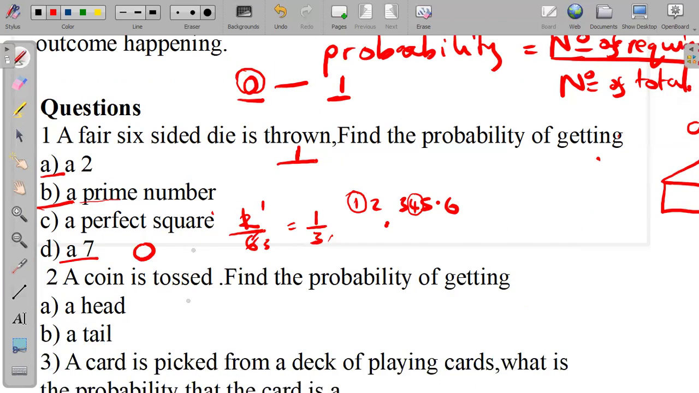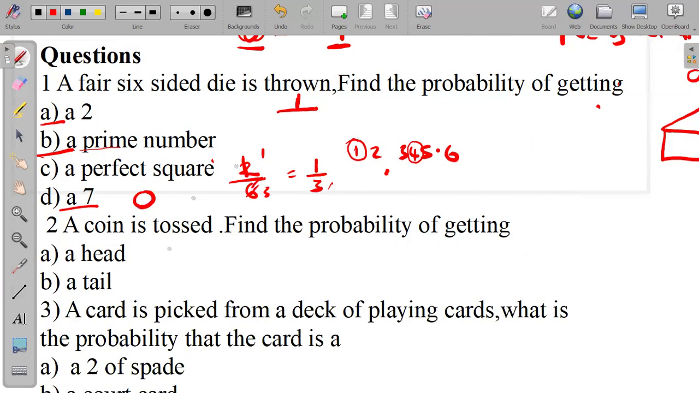So let's quickly jump to the question on the coin. The question is saying a coin is tossed, find the probability of getting a head. How many outcomes do we have on a coin? We actually have 2 outcomes, a head and a tail. So how many heads do we have? We have 1 over the total 2. A tail, 1 over 2. So that's how you deal with a coin.